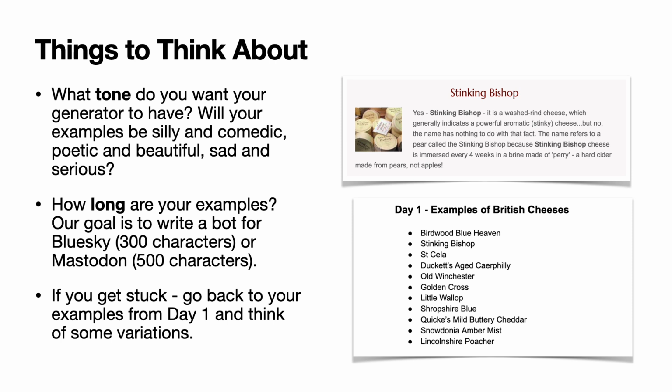Also keep an eye on how long your examples are. If you're just doing names of things, it's probably not going to be a worry. But if you're writing longer descriptions, just remember that we're going to be writing a bot for a social media site. And so the things that it produces can't really be longer than a few hundred characters. And if at any point you get stuck, just go back to your examples from yesterday, pick one that you like, and try and write a variation on it.